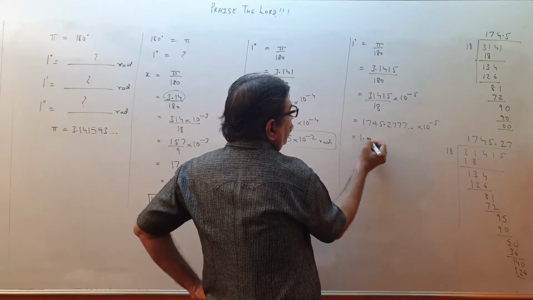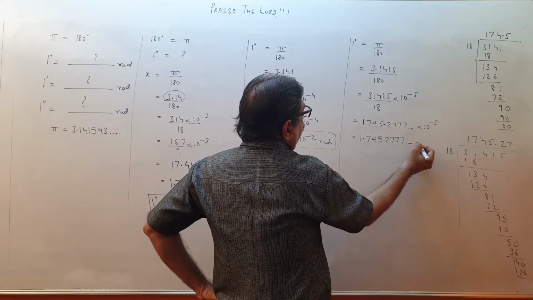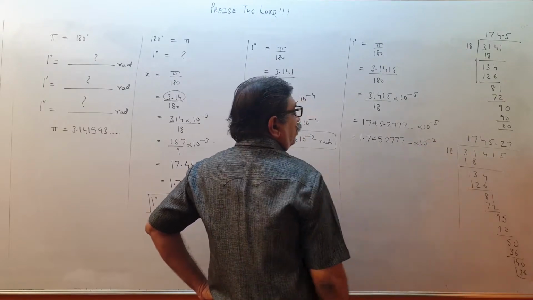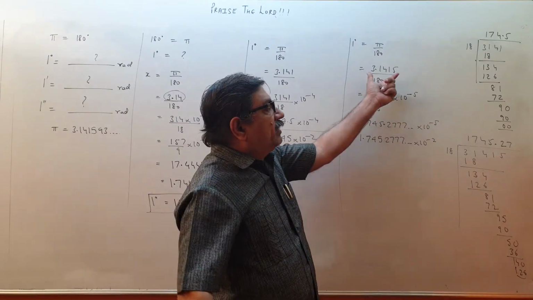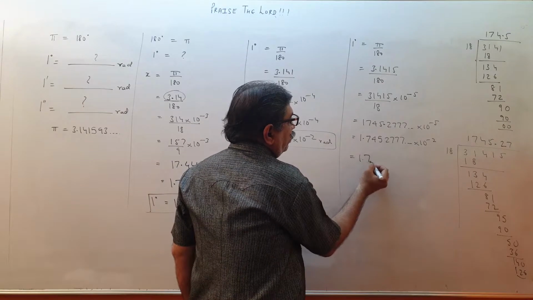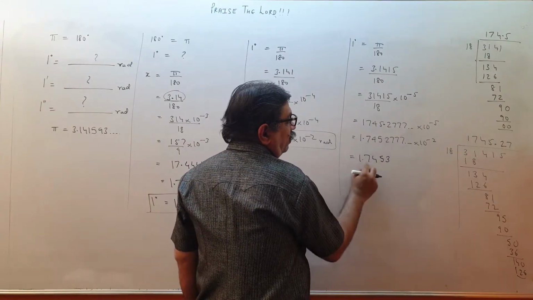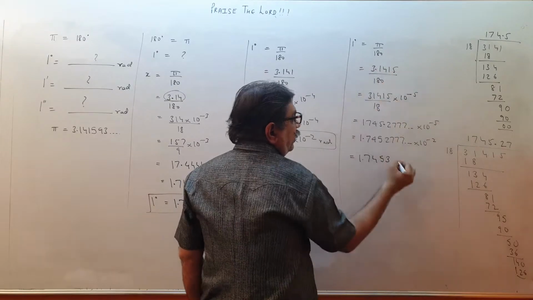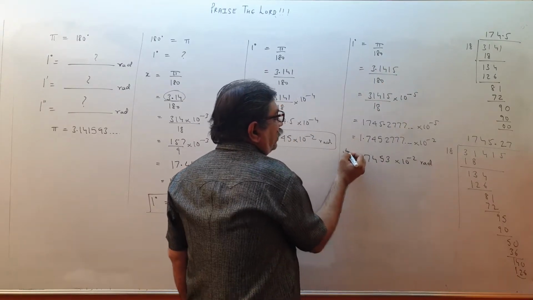If I bring it over here, it becomes 1.7452777 into 10 raised to minus 2. 3 decimals are brought here. Because there are 5 digits here, I should maintain 5-digit accuracy. So this will be 1.7453, rounded off for 5 digits, into 10 raised to minus 2 radian. So this is 1 degree again.